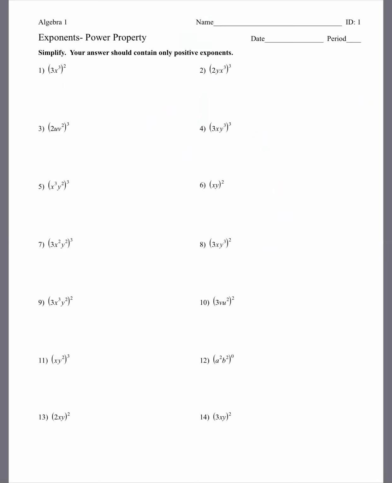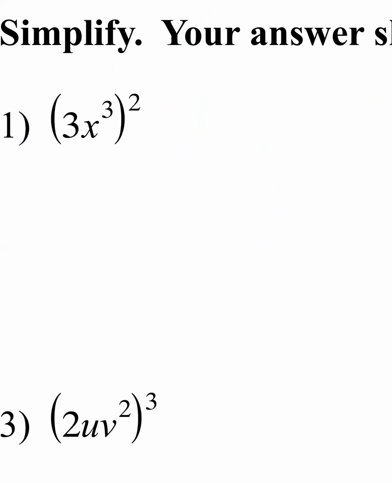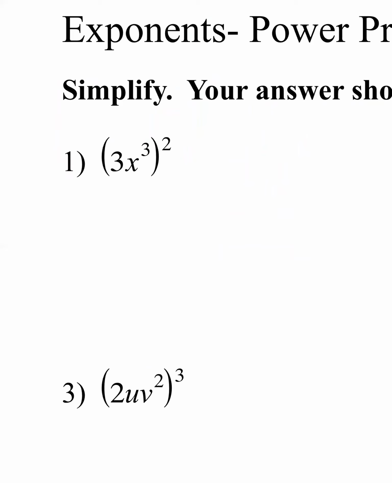All right, so let's look at number 1. They have 3x to the 3rd, and I want to square the whole thing. So here's how I operate. I take the 2 and I give that exponent to everybody in there. So this is now going to be 3 squared. x to the 3 times 2 gets me 6. You should rewrite that as 9x to the 6th.